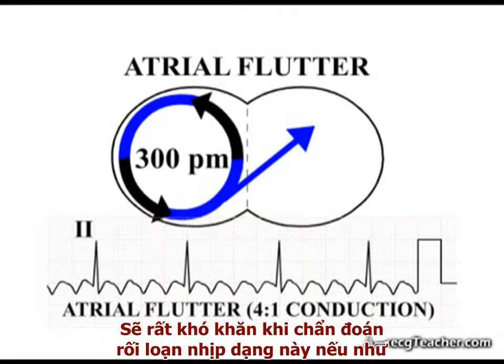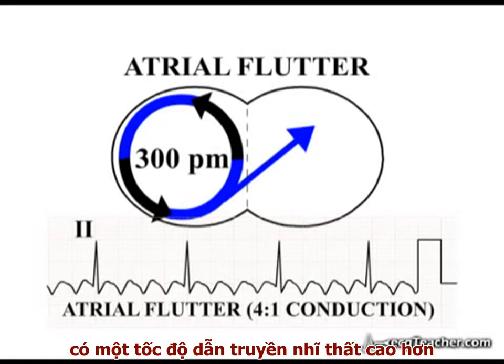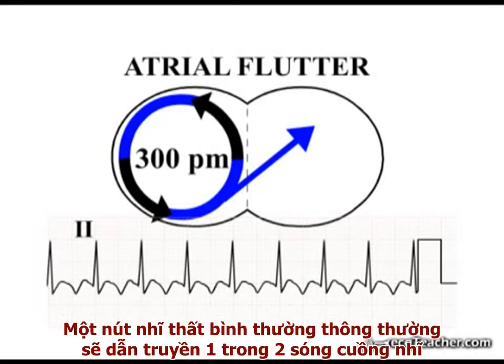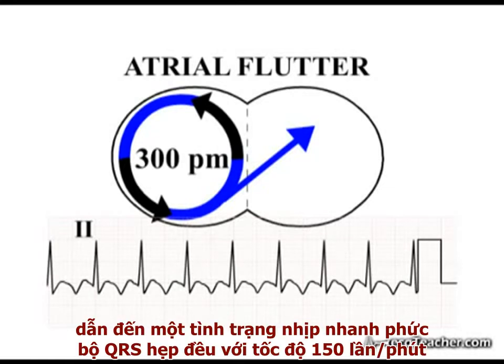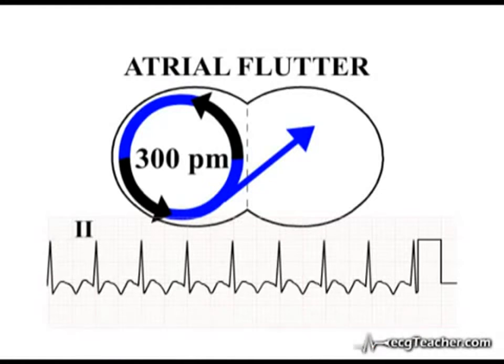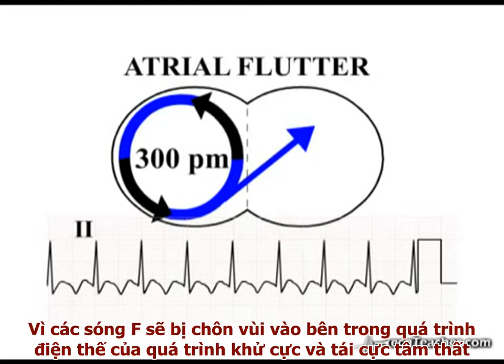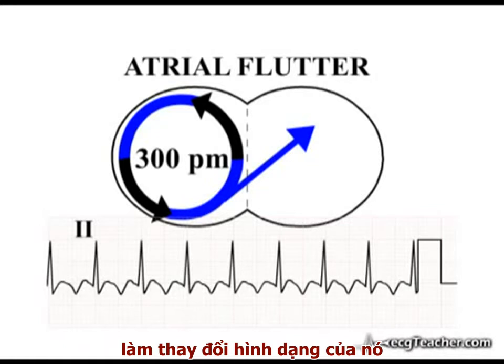Real problems in diagnosing this arrhythmia arise when higher rates of AV conduction are present. A healthy AV node will typically conduct every second flutter wave, resulting in a regular narrow complex tachycardia of 150 beats per minute. You will appreciate that identification of flutter waves in this situation is much more difficult, as the electrical events of ventricular depolarization and repolarization fuse with every second wave, obscuring it and also distorting its shape.